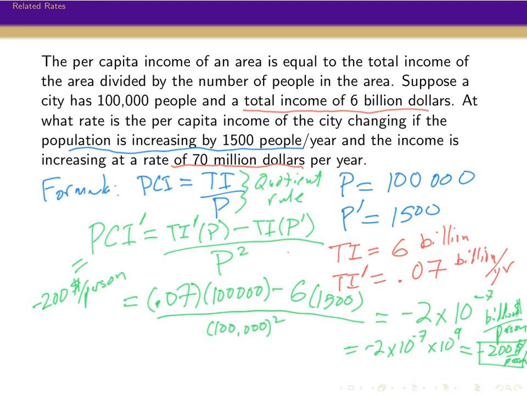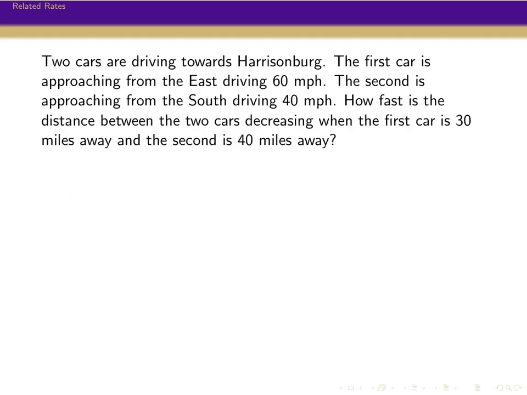Okay, now let's move to the last problem. The last problem says 2 cars are driving towards Harrisonburg. The first car is approaching from the east, driving 60 miles an hour. The second is approaching from the south, driving 40 miles per hour. How fast is the distance between the 2 cars decreasing when the first car is 30 miles away and the second is 40 miles away? So I will let you pause here if you want.